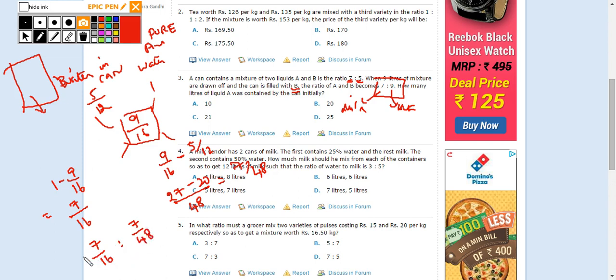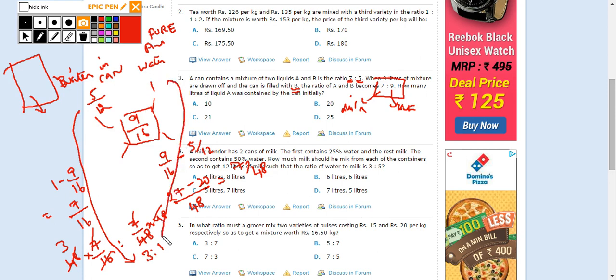Let's just simplify this particular ratio. Let's multiply both sides by 48 and simplify. I'm getting 3 into 7 : 7. We can also eliminate 7. So the final ratio I'm getting is that 3 parts of water in can, to that we are adding 1 part of pure water.